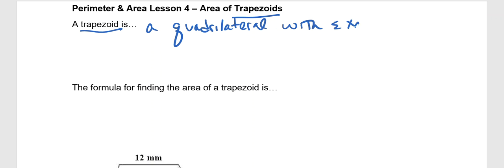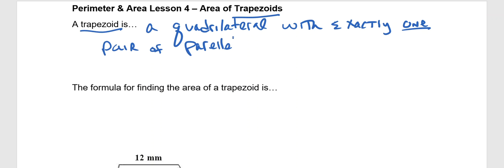With exactly one pair of parallel sides. Now those pairs of parallel sides, or that one pair of parallel sides, we're going to refer to in a few minutes as the bases. There's going to actually be two bases in our trapezoids.